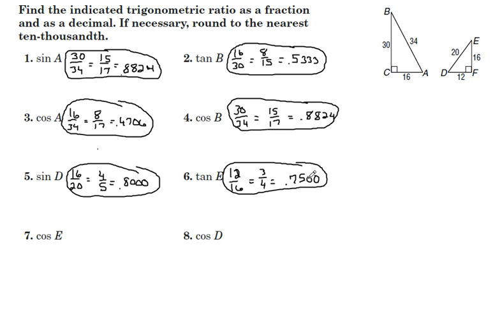Alright, just 2 more. Cosine of E. We're looking at angle E, and we're going to try to do adjacent over hypotenuse. That's 16 over 20. Reduces to 4 over 5. The decimal is 0.8.